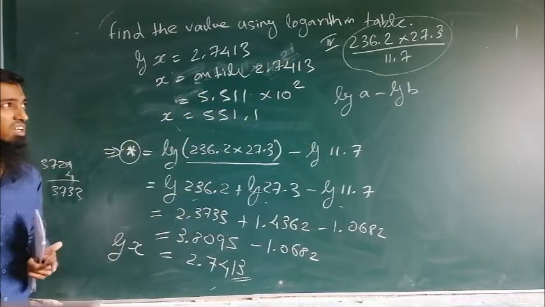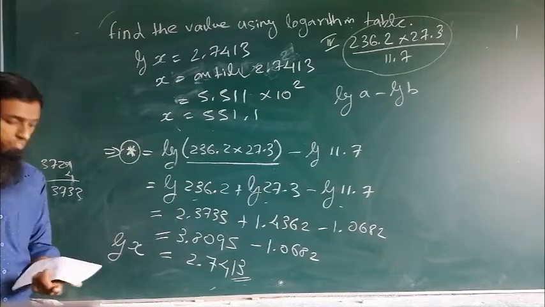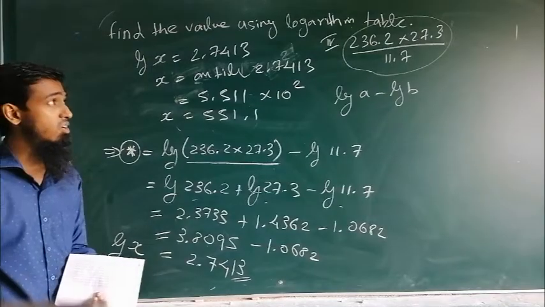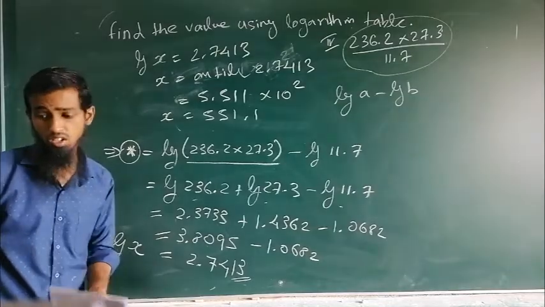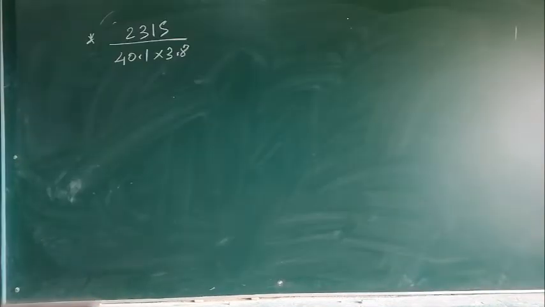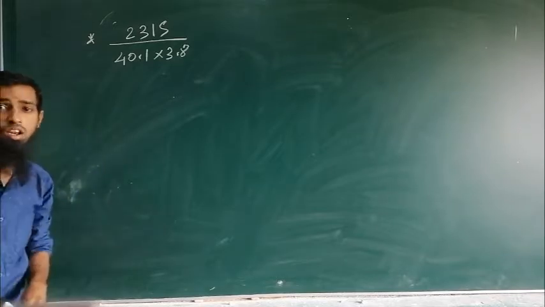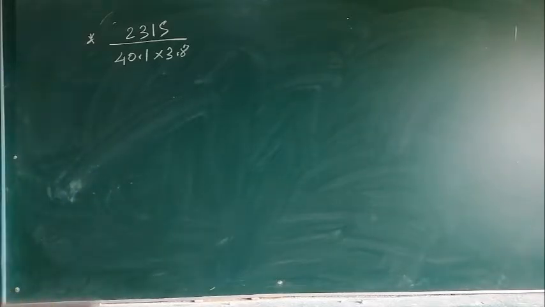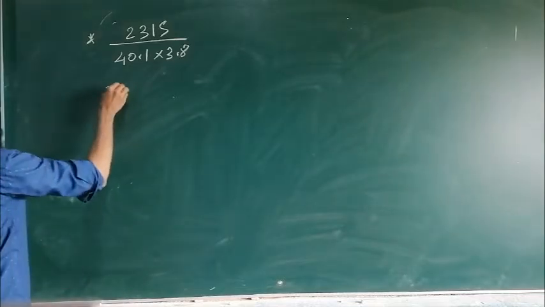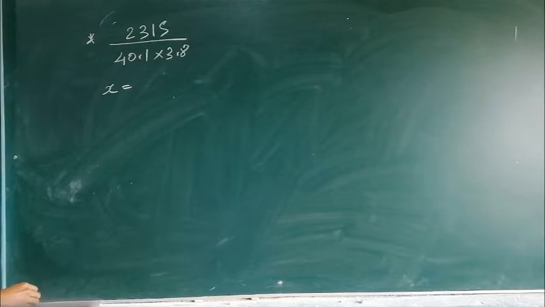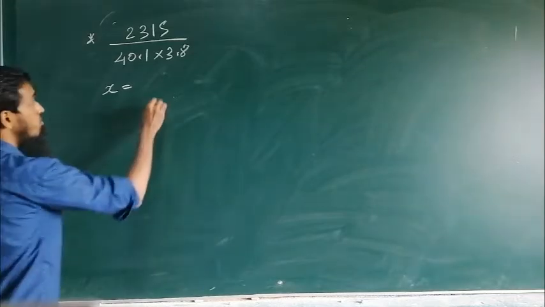So we'll discuss another 2 examples, so you can become familiar with the logarithm table, inshallah. Students, we have another question to evaluate using the logarithm table. Evaluate using the logarithm table: 2315 divided by 40.1 into 3.8. Okay, we'll start the steps. Usually we need to write the final value as an algebraic term.